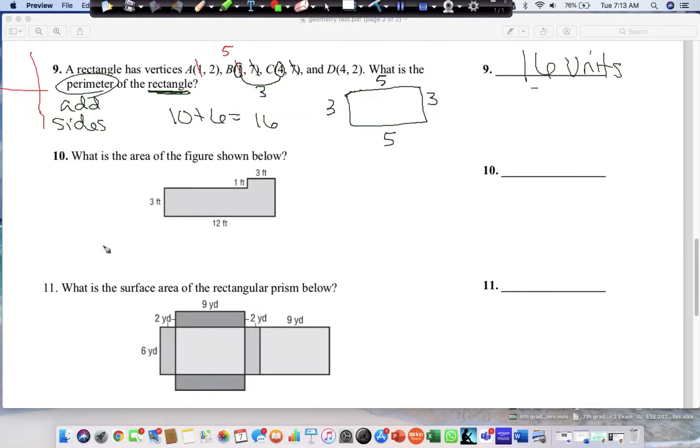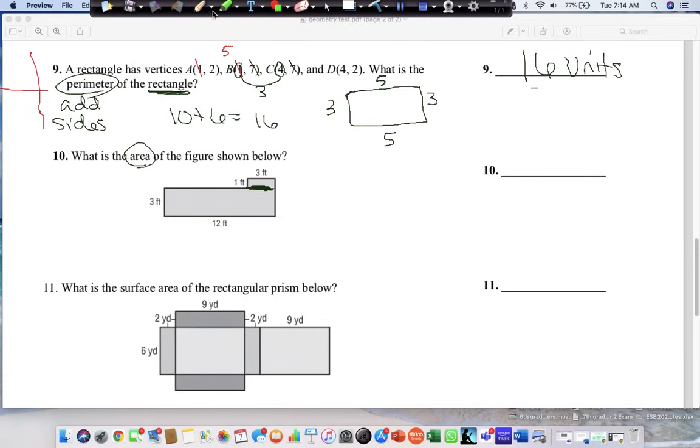So number 10 says, what is the area? Okay, so the area of the figure shown. This is a weird looking figure, okay? It's not one that has a specific formula to it, but if you broke it down into two separate shapes, then you could see that we have two rectangles that we are putting together.